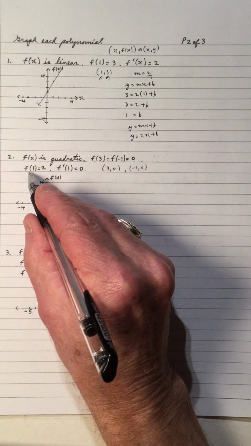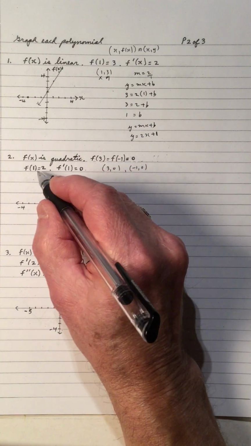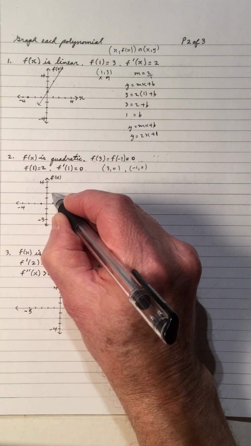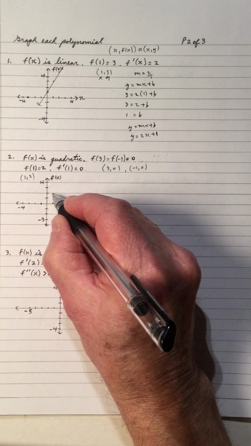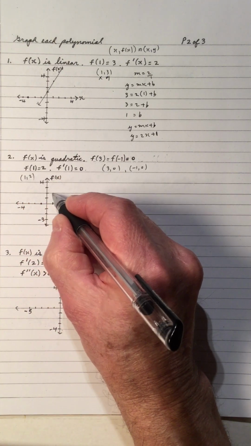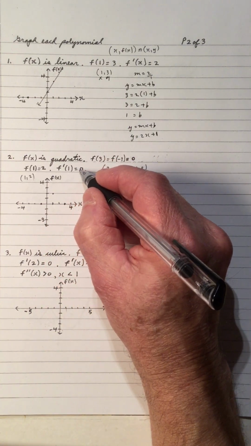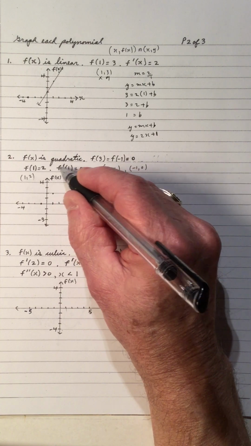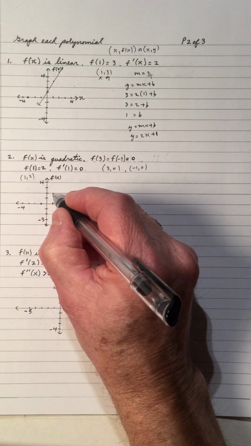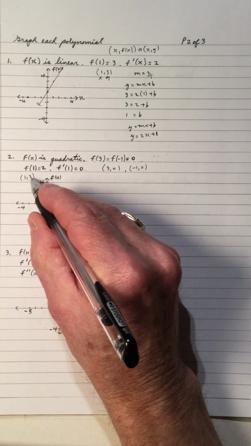And it says we have f of 1 equals 2. So that's the point 1 comma 2. So there's the point 1 comma 2. X is 1, y is 2. And it says f prime of 1 is 0. So that means at 1, the slope of the tangent is 0. So at 1, and 1 is this point right here, 1, 2.